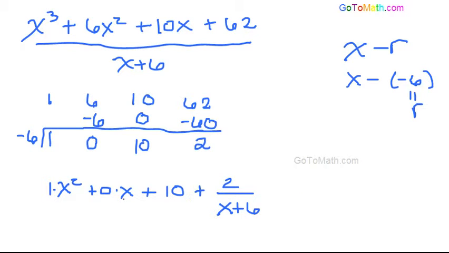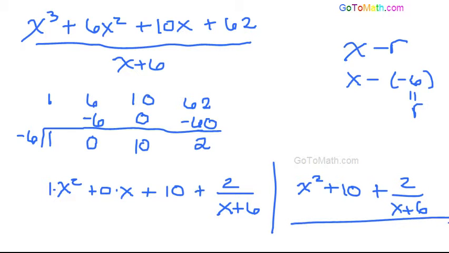Okay, so we won't want to write it obviously, we can. Here, we'll write it over here. We can simplify this down. So we're just going to write x squared plus 10 plus 2 over x plus 6.